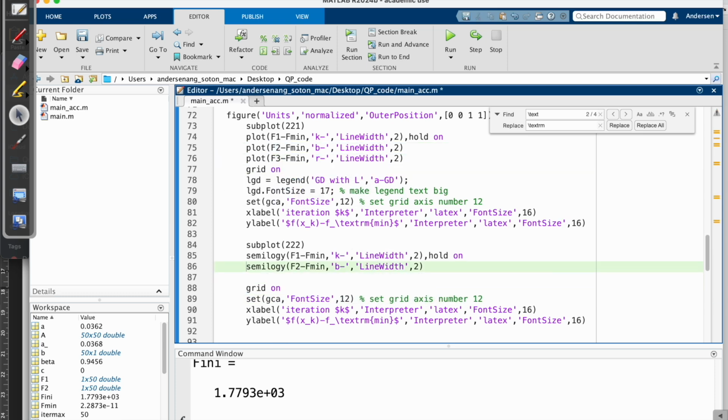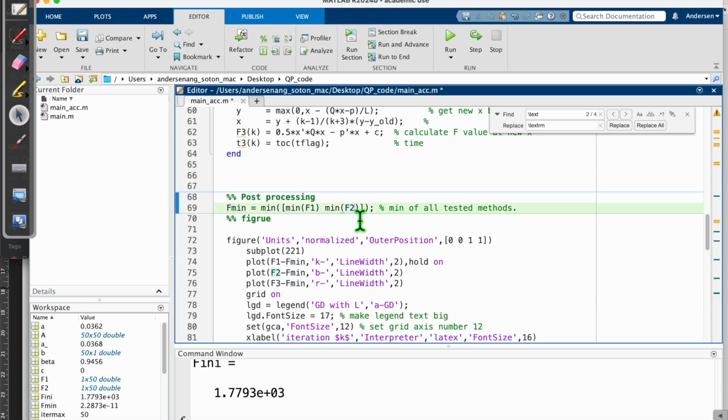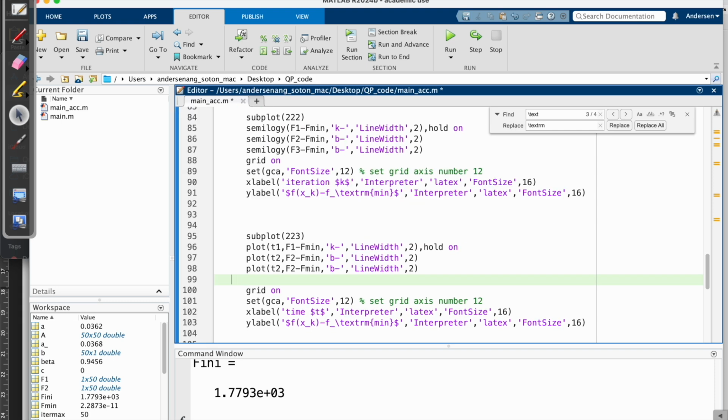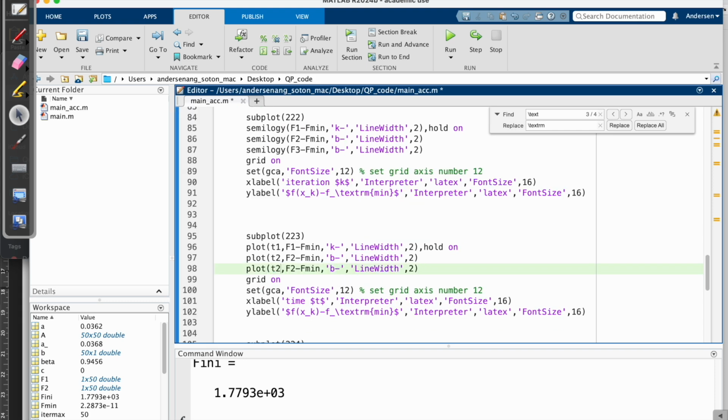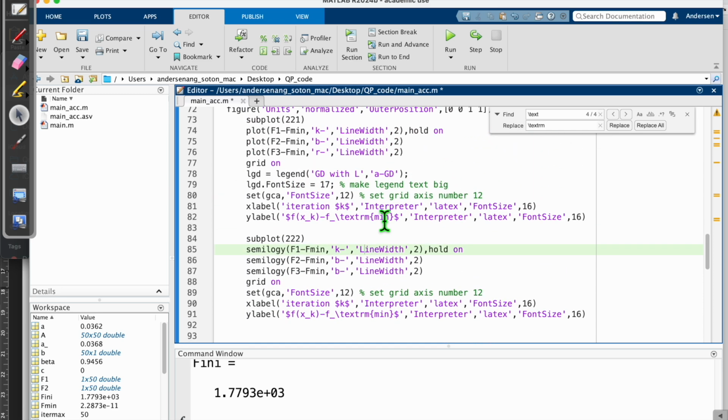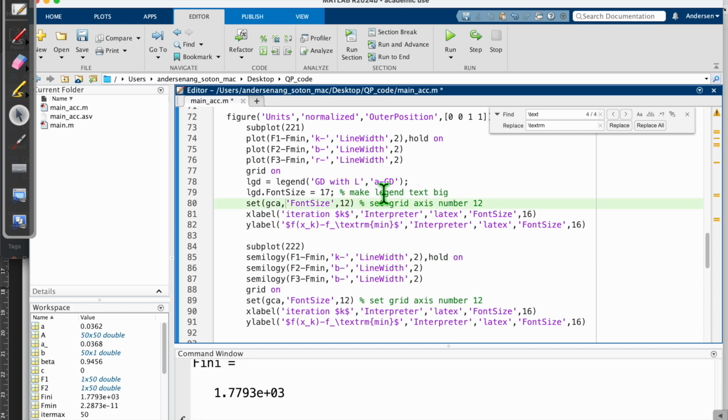And then I do the same thing here. I also need to make my f3, and then I have t3. This is red. Now I have the legend, and I need to change the name. Where's my legend? Okay, legend is GD with L, Nesterov.